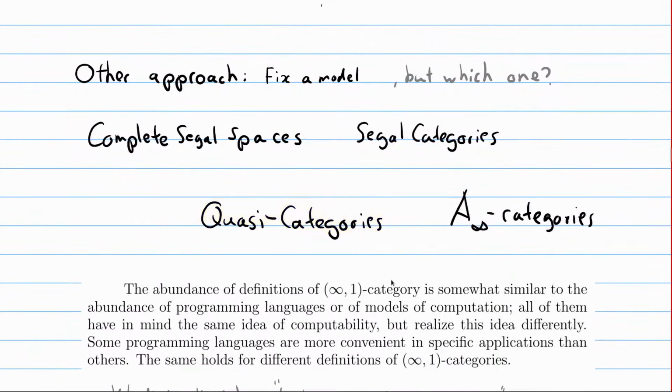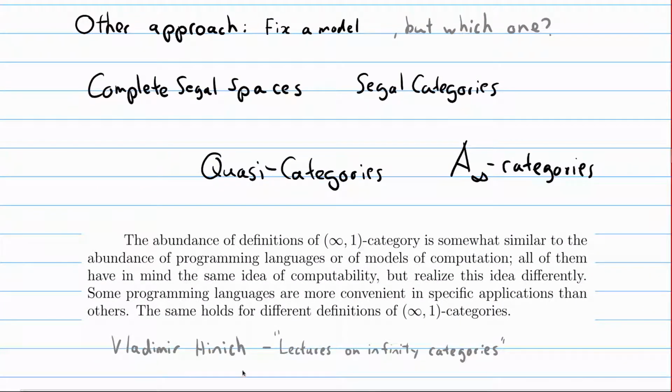And for this, I got a quote from Vladimir Hinich from his lectures, Infinity Category Notes. So he writes, the abundance of definitions of infinity-1 category is somewhat similar to the abundance of programming languages or models of computation. All of them have in mind the same idea of computability, but realize this idea differently. Some programming languages are more convenient in specific applications than others, and the same holds for different definitions of infinity categories.